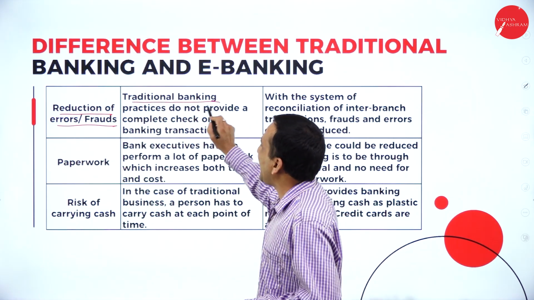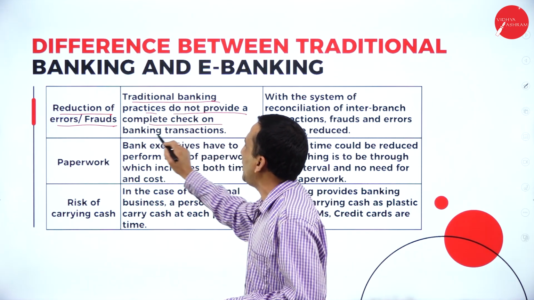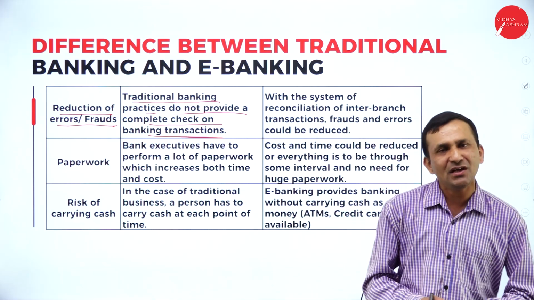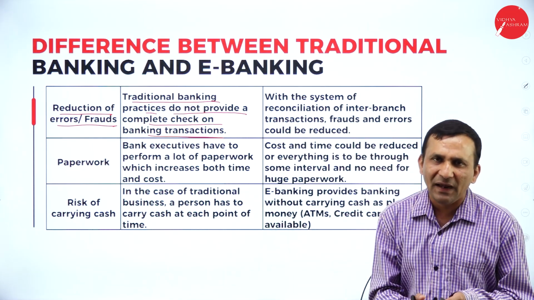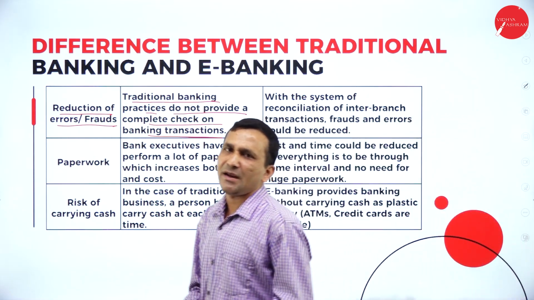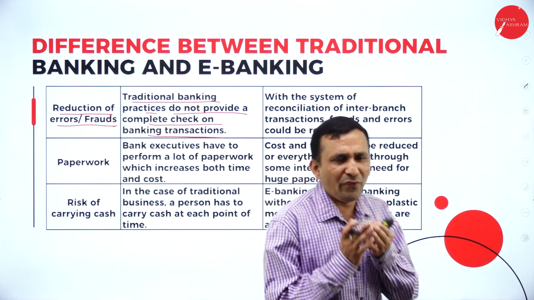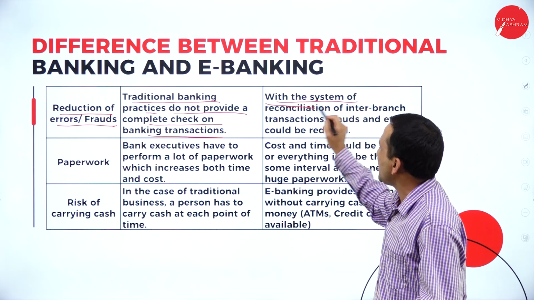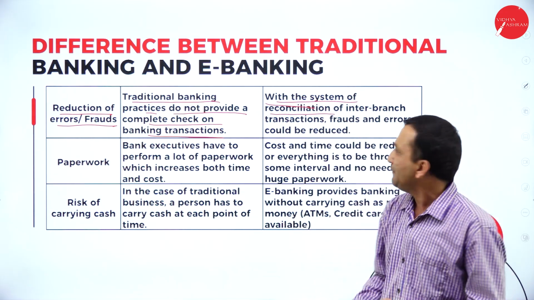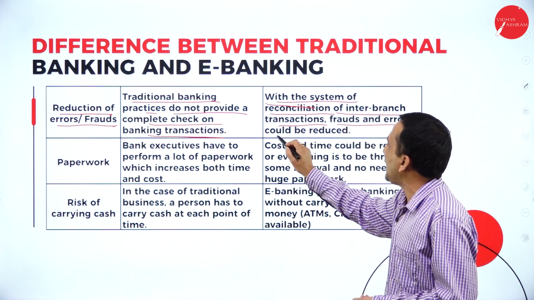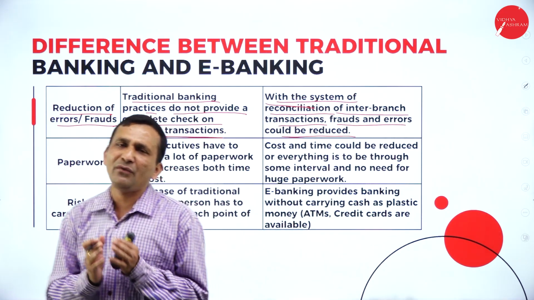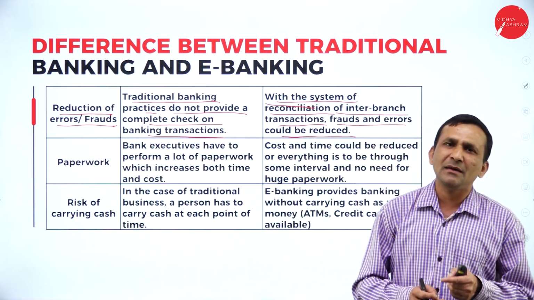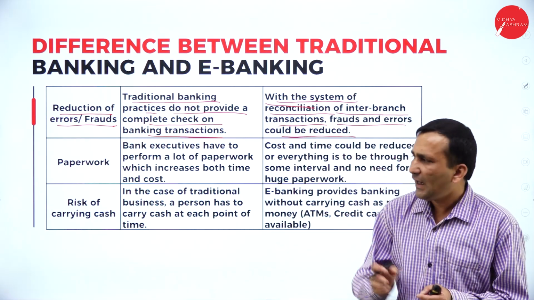Under traditional banking, the practice does not provide a complete check on the banking transaction because they are maintaining a manual record, ledger, whatever is related to the traditional banking system. But because of electronic banking, everything is computerized. Even the bankers are getting a benefit, and even the customers are getting a benefit. Without having any agent, directly we can take the support of the electronic banking system. With the system of reconciliation, which is nothing but the retotaling of inter-branch transactions, fraud and error could be reduced, because each and every time you go for a transaction, automatically OTP generation, password, user ID, UPI, everything is very important, right?